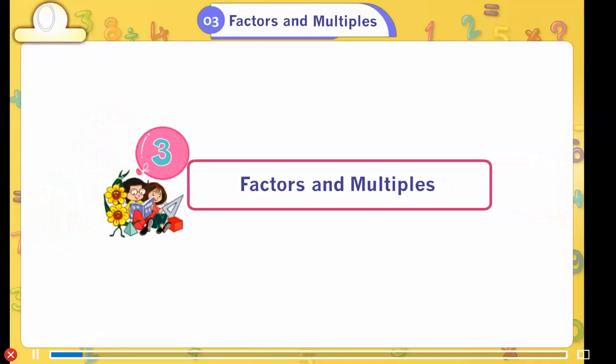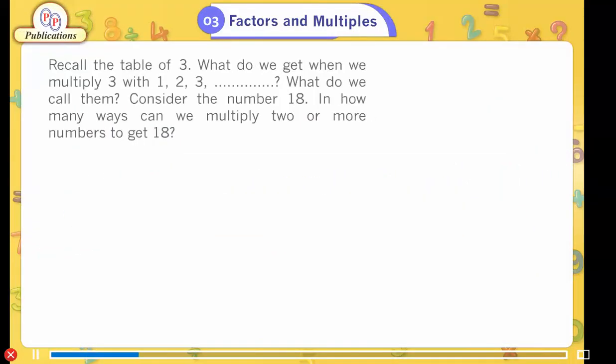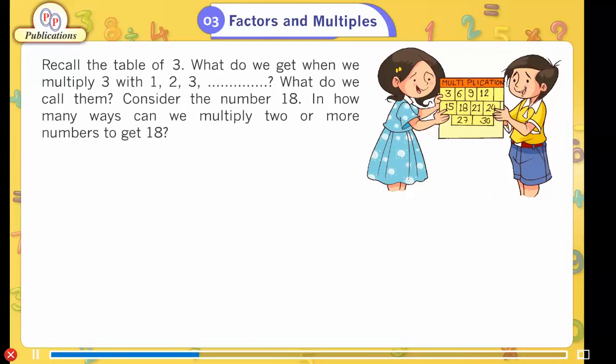Chapter 3: Factors and Multiples. Recall the table of 3. What do we get when we multiply 3 with 1, 2, 3 and so on? What do we call them? Consider the number 18. In how many ways can we multiply 2 or more numbers to get 18?